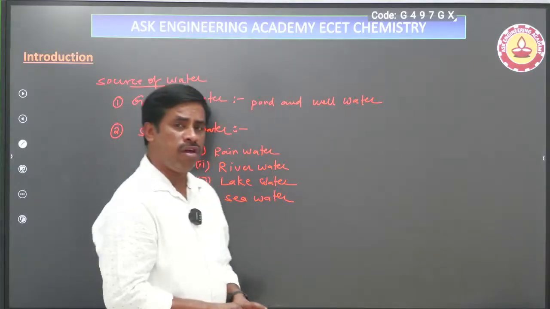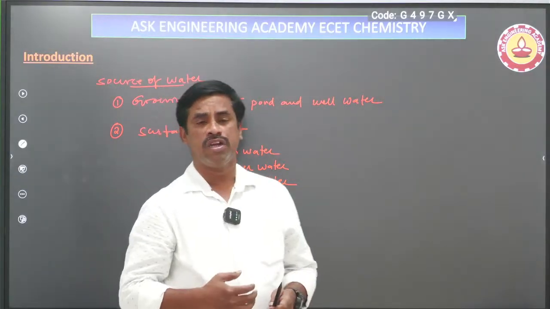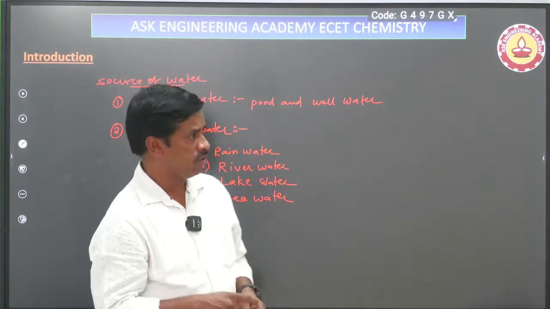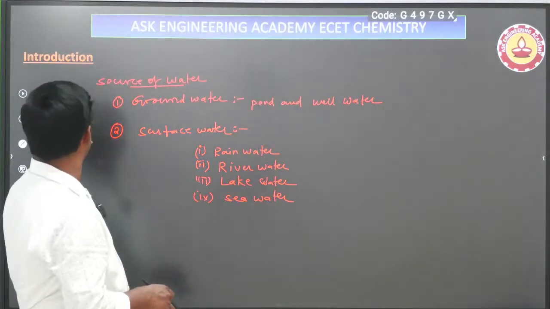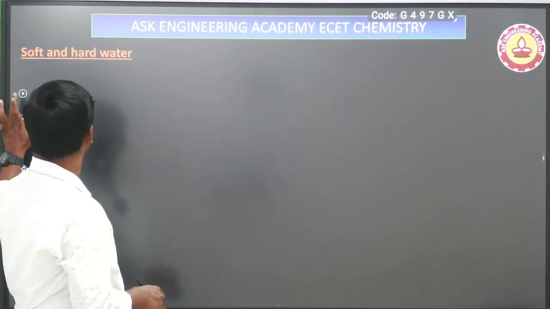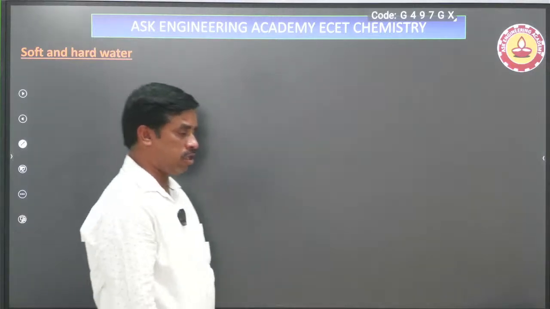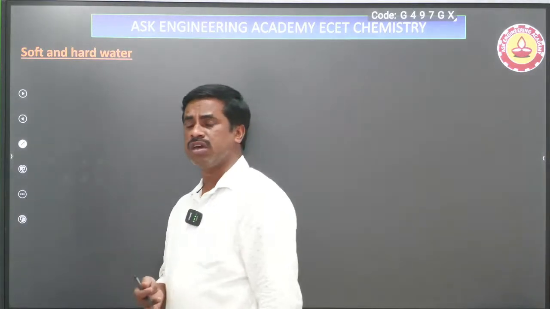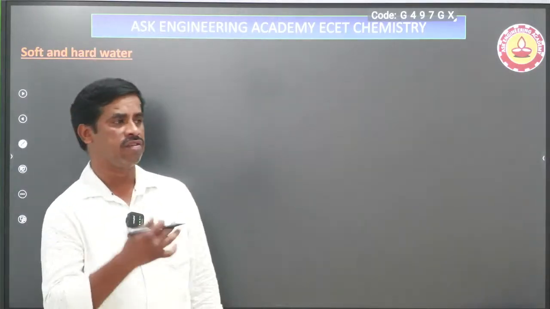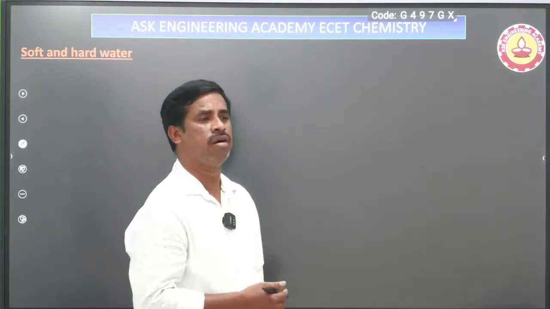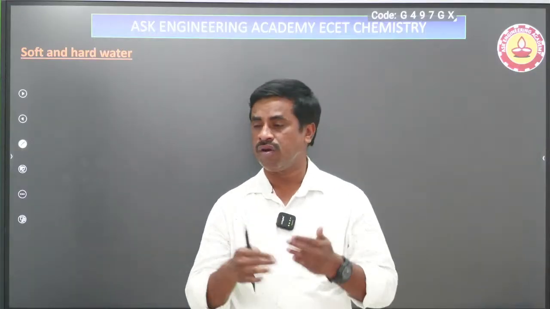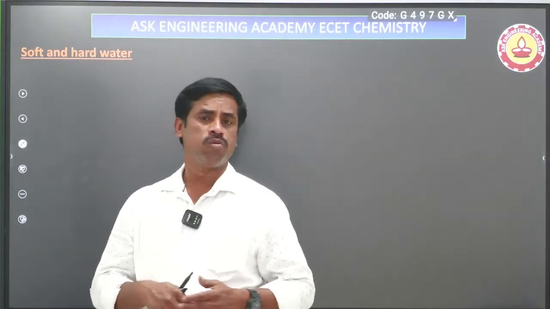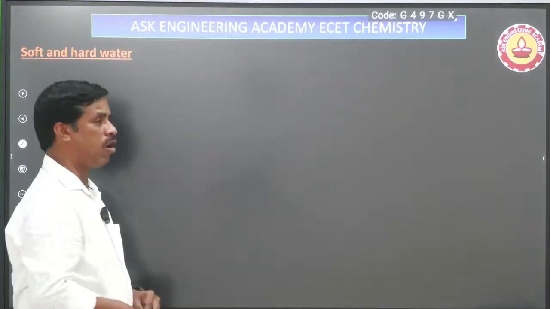Then, with the dissolving of these salts or contaminants, what happens? Now I am going to discuss. Next, soft and hard water. Due to the dissolved salts of different chemical substances, impurities and salts, etc. dissolving in the water, this water has hardness. Now I am going to introduce soft and hard water.